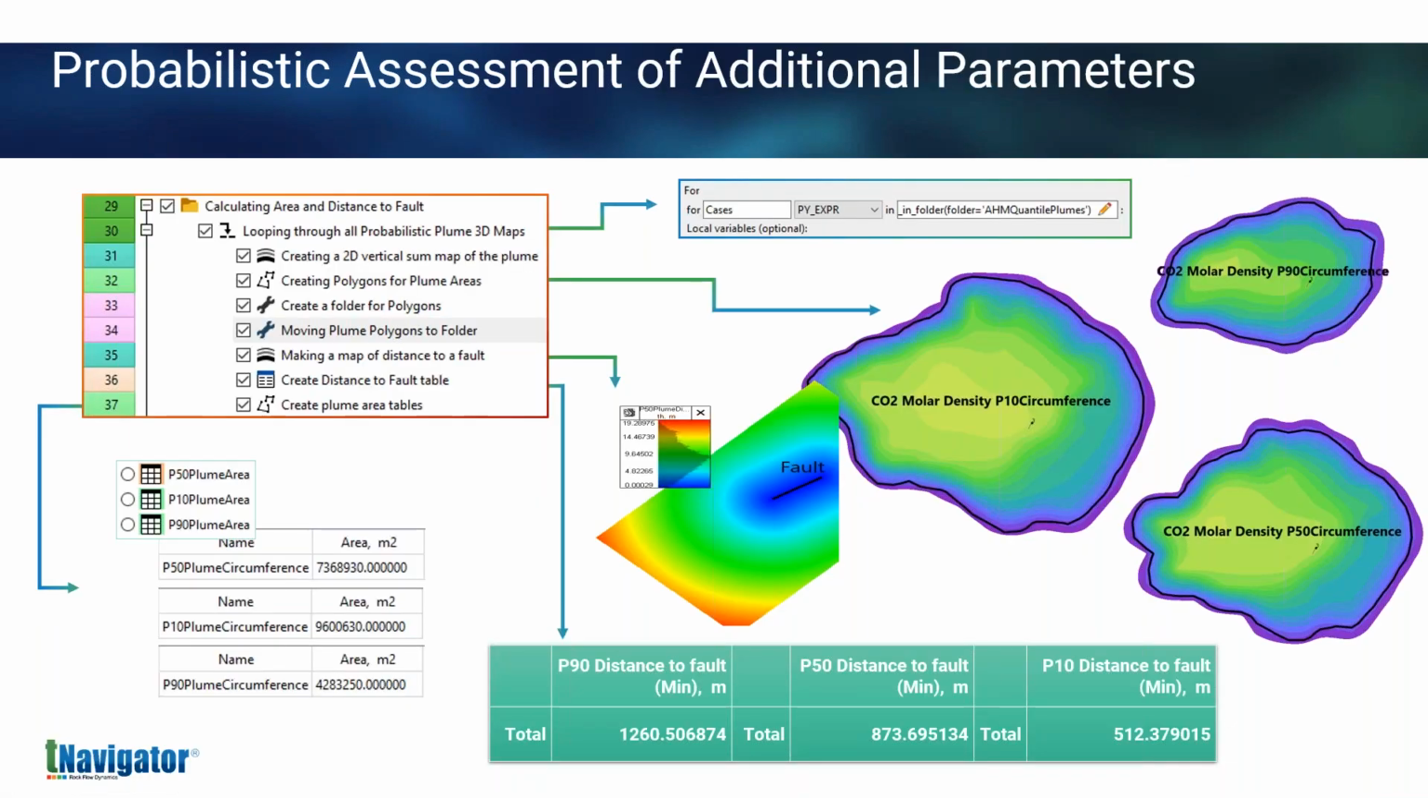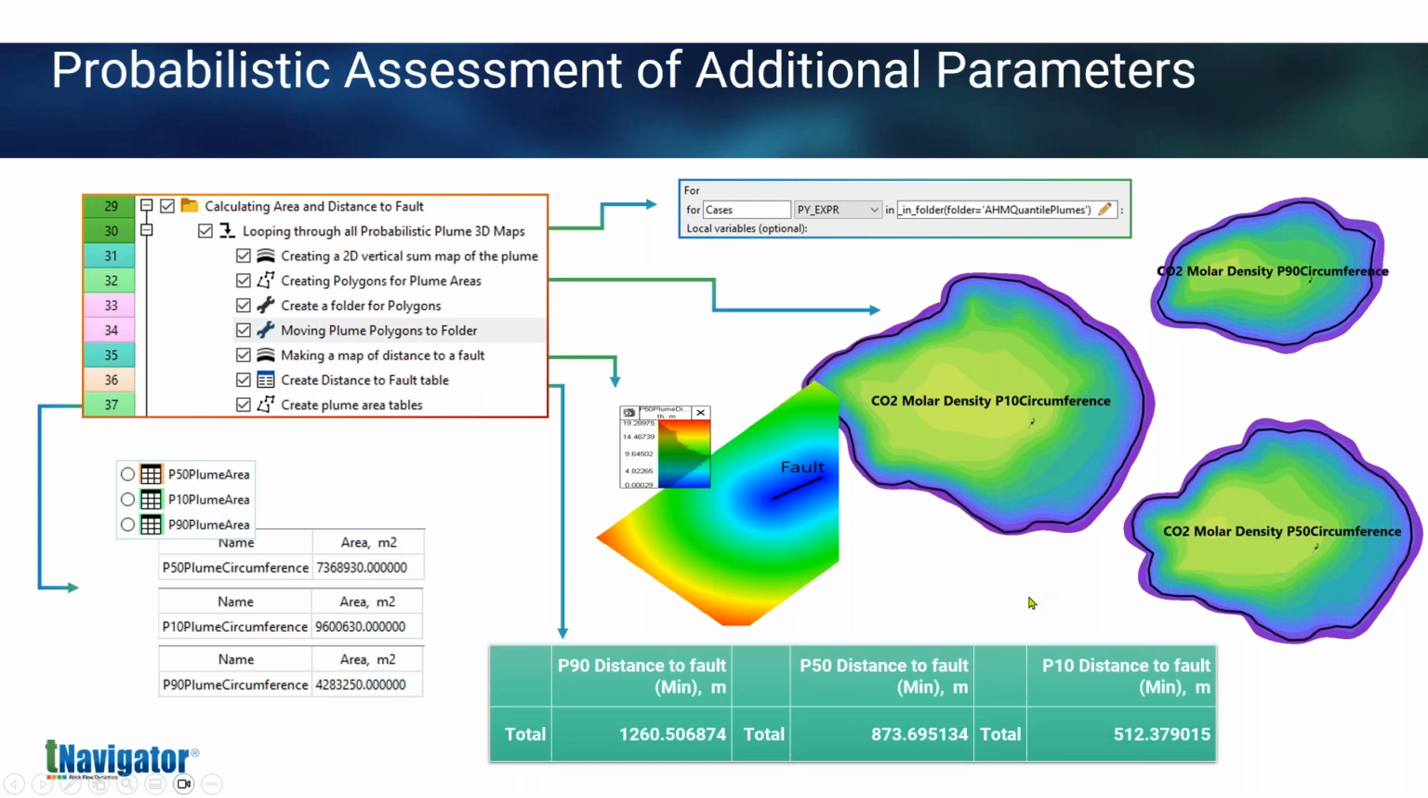So can we also look at some additional parameters? So what I've just shown seems quite easy. You just take a CDF for each particular block across several 100 cases, and based on the CDFs, you build the quantile that you're interested in. That makes sense. But what about things like plume area, plume extent, distance to fault, or circumferences, and so on?